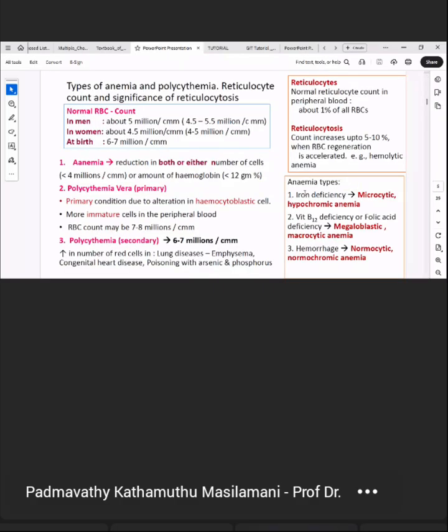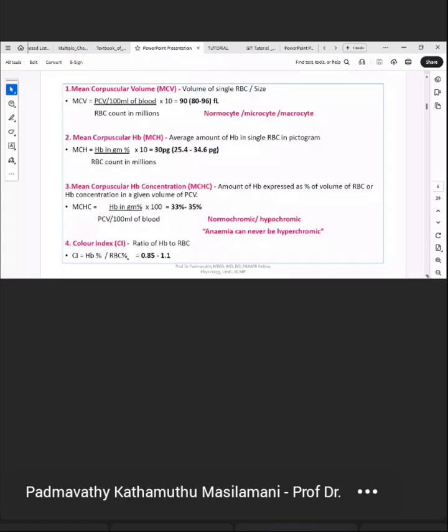Different types of anemia: iron deficiency will lead to microcytic hypochromic anemia, and vitamin B12 or folic acid deficiency gives megaloblastic, macrocytic anemia. Chronic hemorrhage or acute hemorrhage will give normocytic normochromic anemia. But chronic bleeding will cause iron deficiency anemia. Okay, so I think it is already covered. The response to treatment we will see by reticulocytosis, that is an increase in the percentage of reticulocytes.